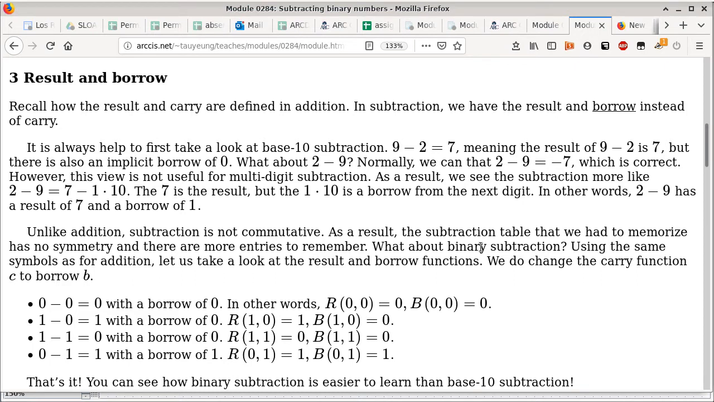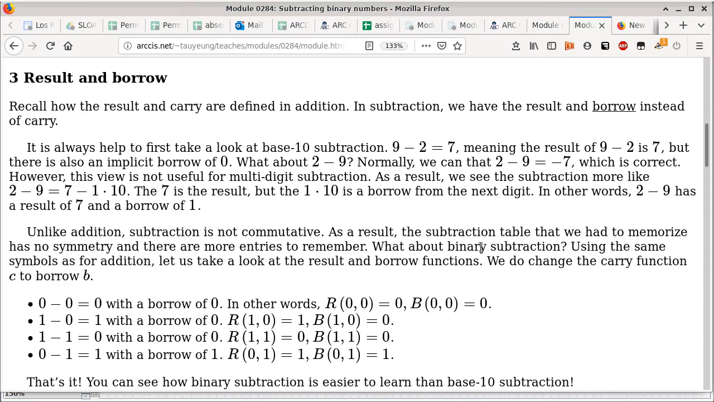Now, the concept of a borrow allows us to do multi-digit subtraction, just like the concept of a carry allows us to do multi-digit addition. Is that okay? So, do you think it is easier to learn subtraction, or easier to learn addition when you're in elementary school? Addition. Why is it easy to learn addition? Well, carry is just as abstract, right?